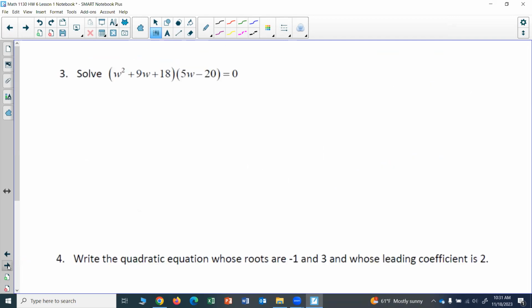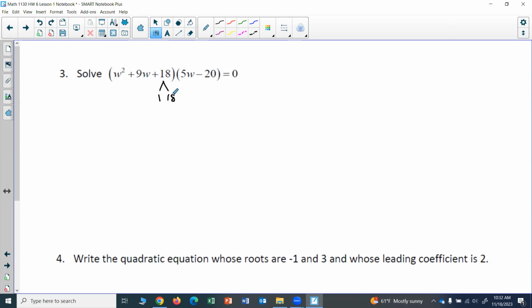All right, when you're already given a factored form, what you want to do is see if you can factor any more than you already have. In this case, I have a quadratic w squared plus 9w plus 18 times a linear function, 5w minus 20. So for this one, w squared plus 9w plus 18, since there's just a 1 in front of the squared term, I can go ahead and use the fact that I need 2 factors of 18 that add up to be 9. So I'm going to go ahead and list my factors here.